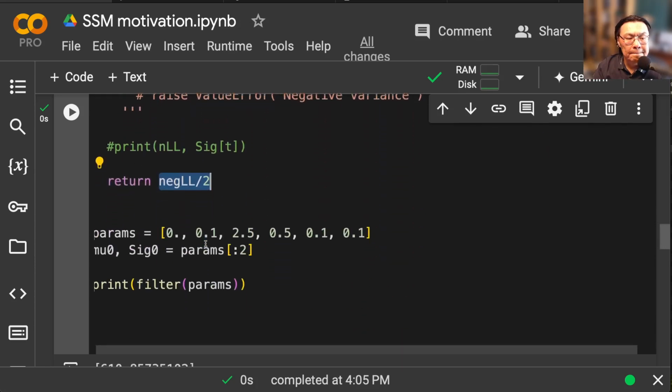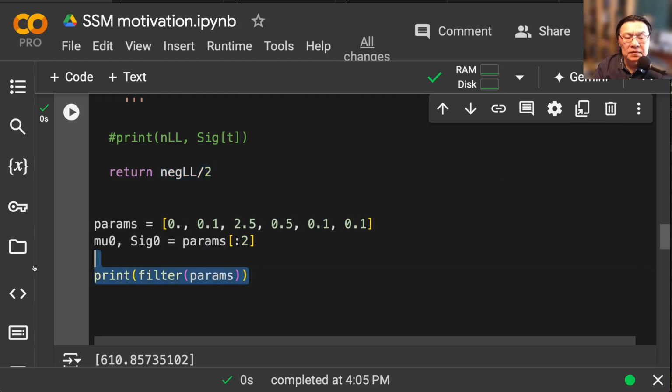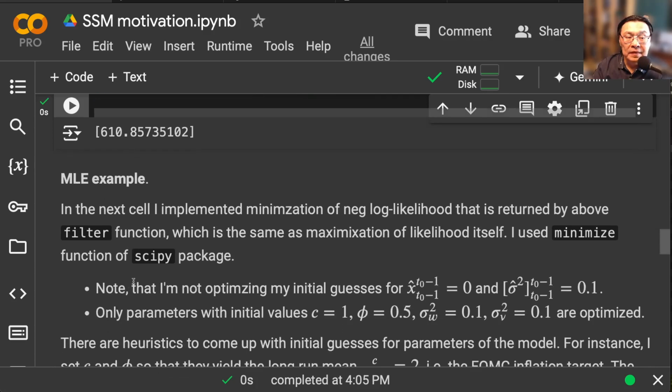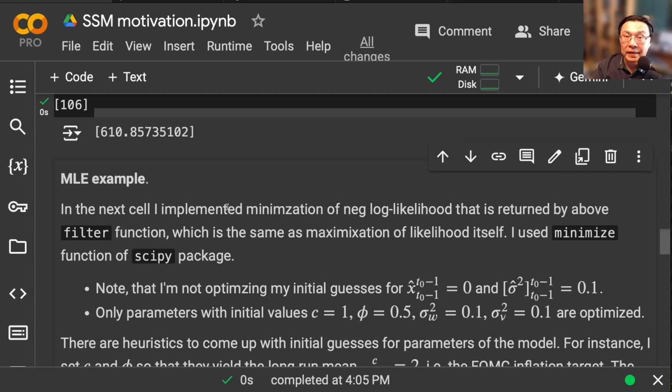Okay, and there's a little test just to run and see that the method works. Now the next is going to be a maximum likelihood estimation using this Kalman filter. As I said, the filter function itself returns the log likelihood.